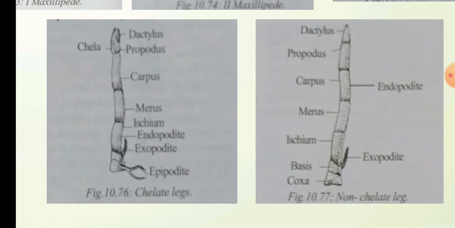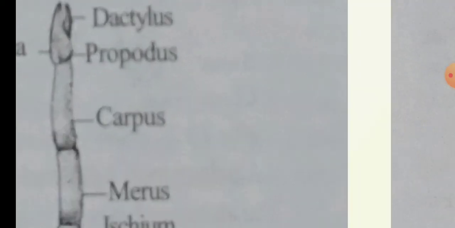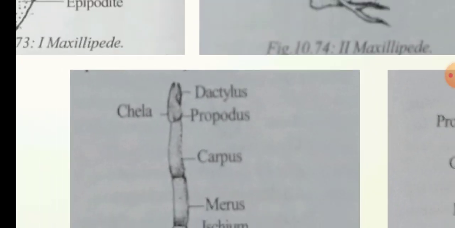So they do not form a chela, hence they are called non-chelate legs. This is the forceps-like chela, with the dactylus and propodus.